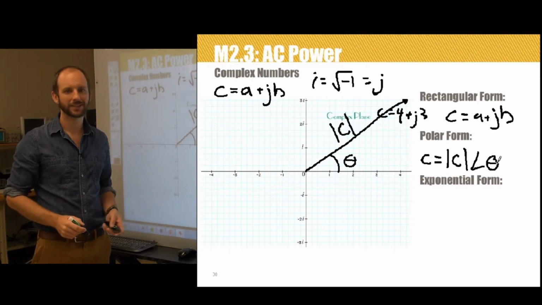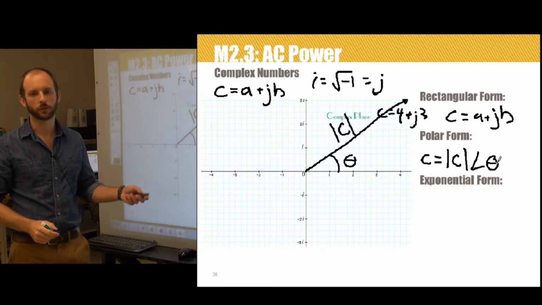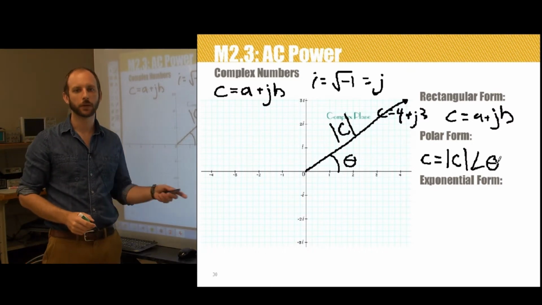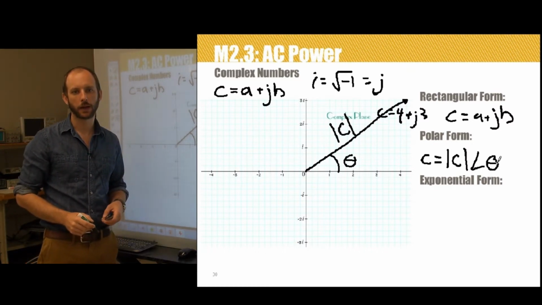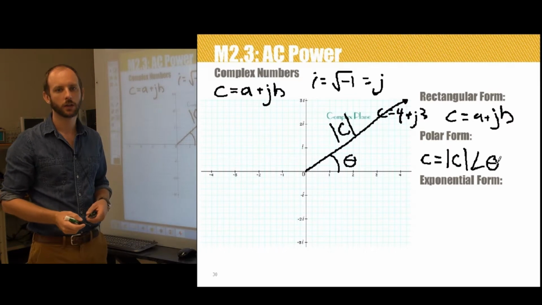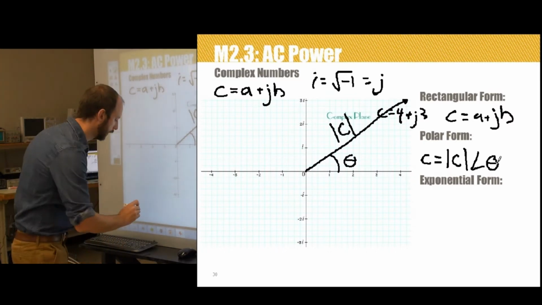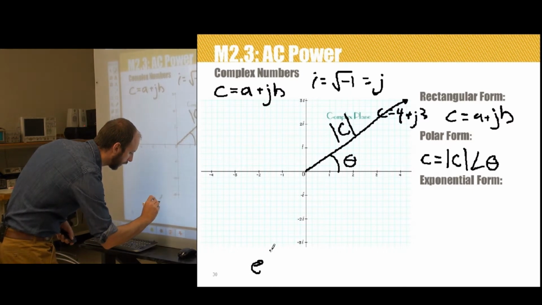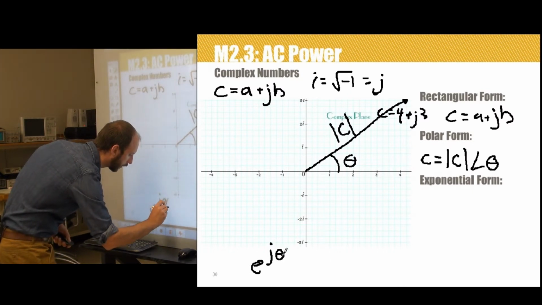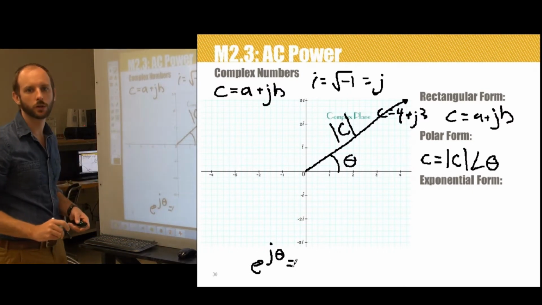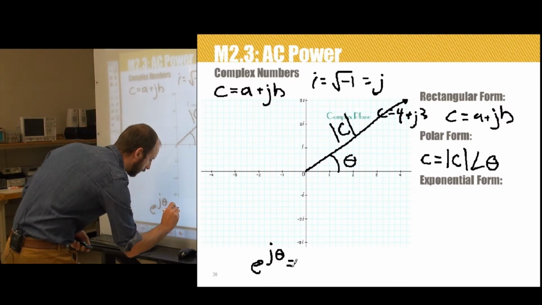A somewhat less common notation is the use of exponential form. Exponential form uses a mathematical identity, Euler's identity. We'll encounter this quite a bit in electrical engineering, but it's e to the j theta is equal to cosine theta plus j sine theta.